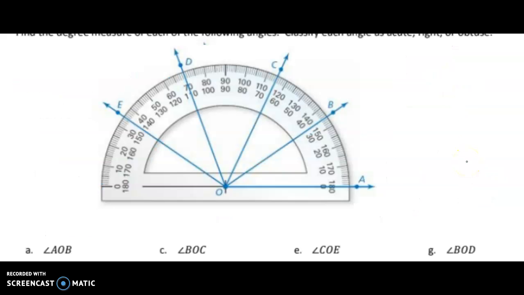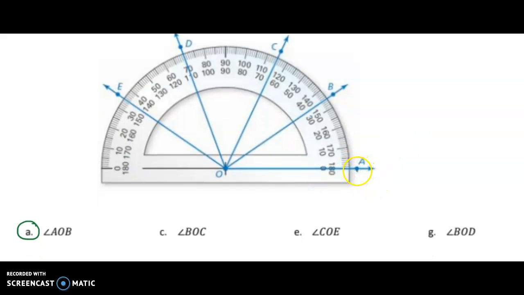All right, let's look at exploration 1. You should have learned in middle school how to use a protractor, but we'll practice again. If you're still confused, you may want to find a video on YouTube on how to use a protractor. It's not very difficult. So here we want to look at angle AOB for A. The first thing we need to do is decide what angle AOB looks like. So I'm just going to trace angle A to O to B.